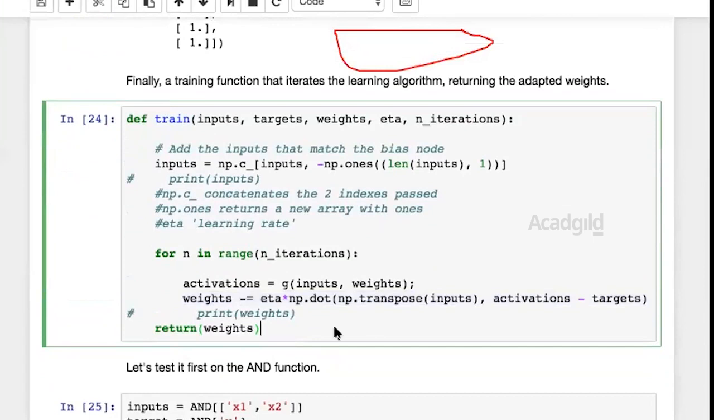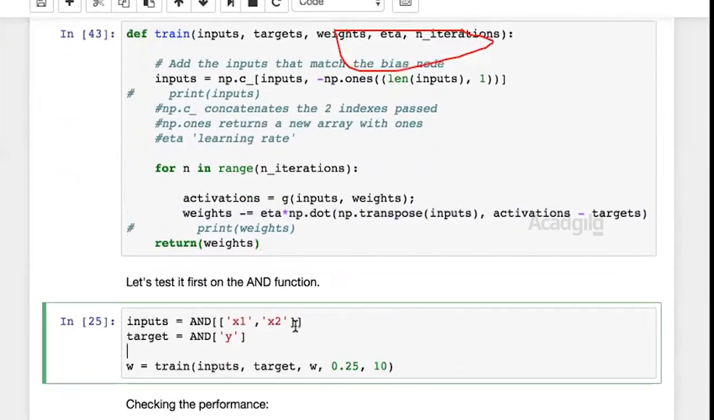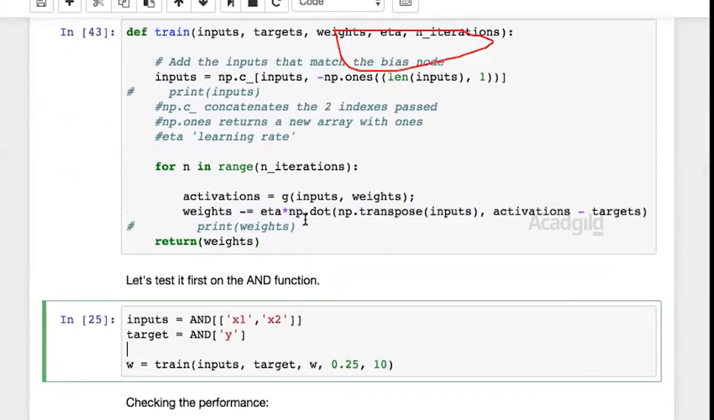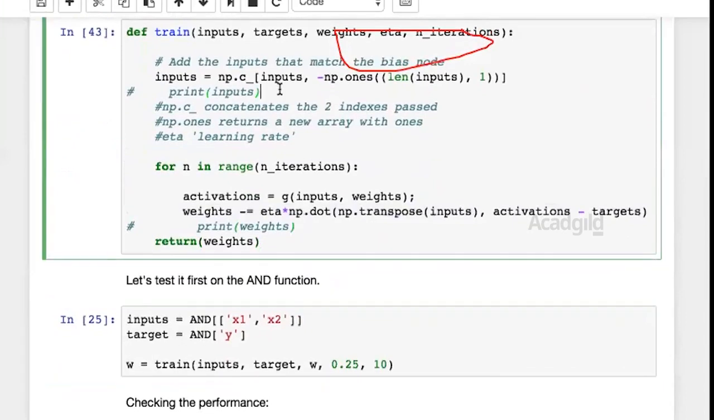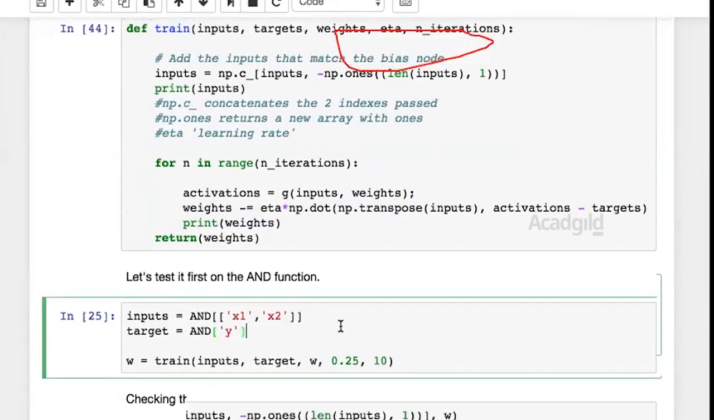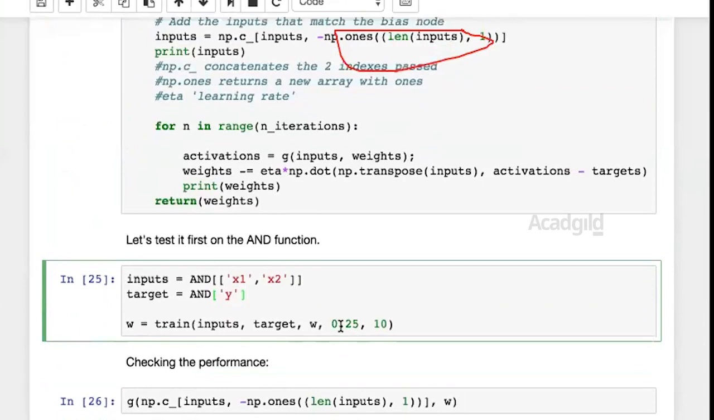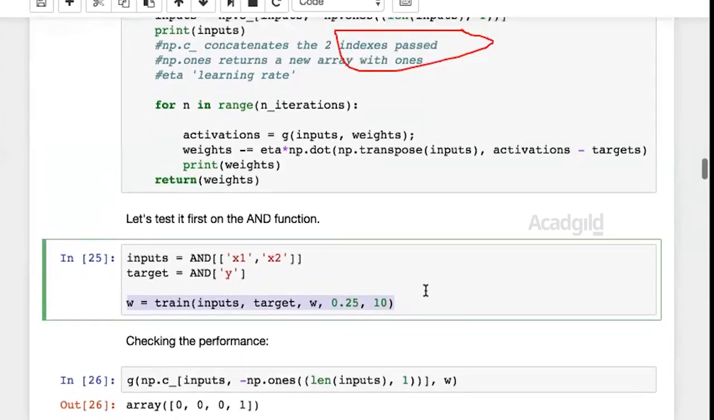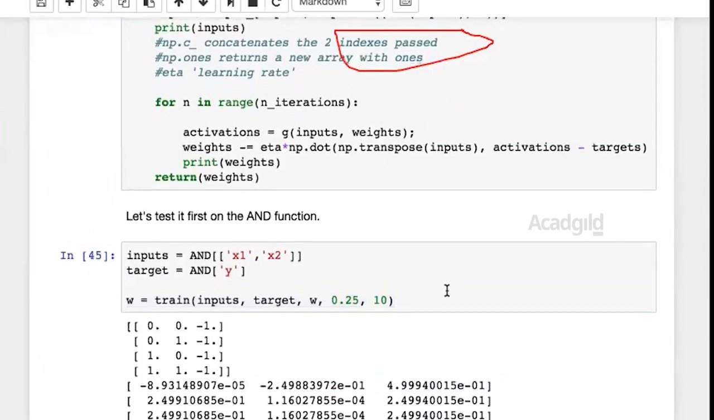That's what train does. You can actually see the weights being updated in real time. I just wrote 2 print functions so that you can see it too. So let's just try. I have my inputs as AND x1, x2, target as AND y, and I've given the learning rate as 0.25 and iterations as 10. Let's see how that goes. So there you go.